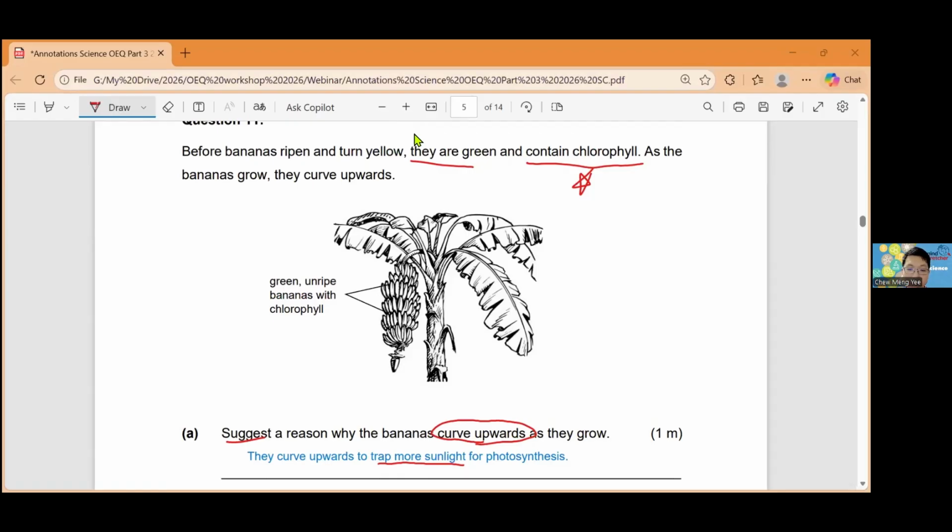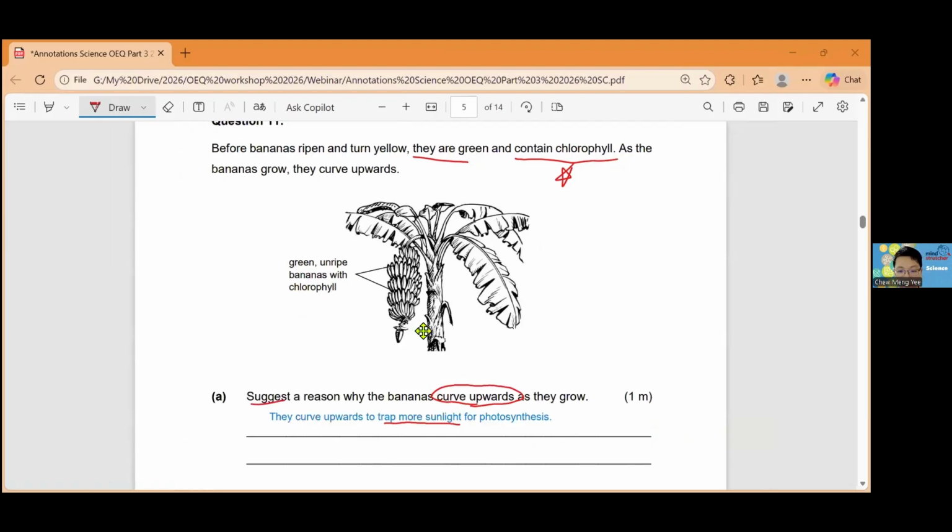So like I said, whatever you think you know, for science it is like this. Whatever you think you know, just take it as something to help you answer the question. But when you take the exam, a lot of times it will give you something strange, something unique, and you have to find hints in the questions. Don't assume. Just based on the hint, the bananas are green, they contain chlorophyll.